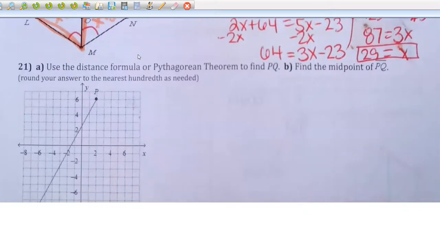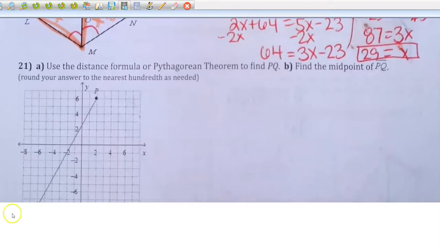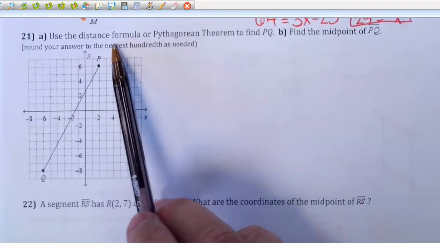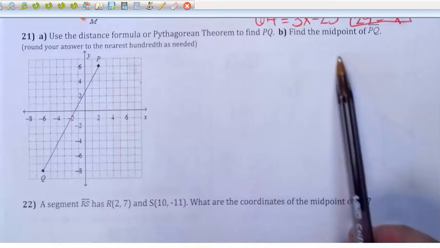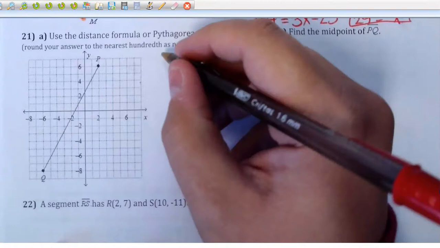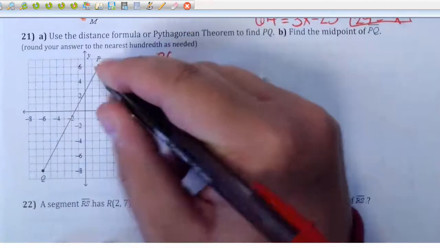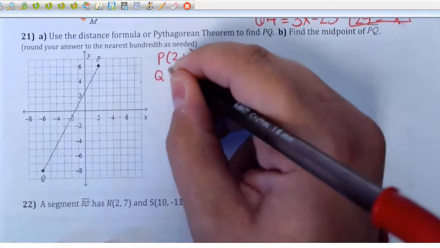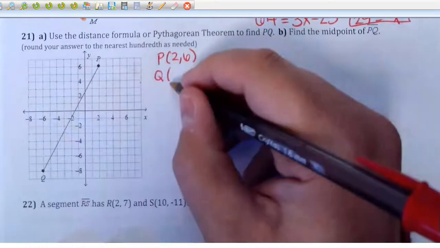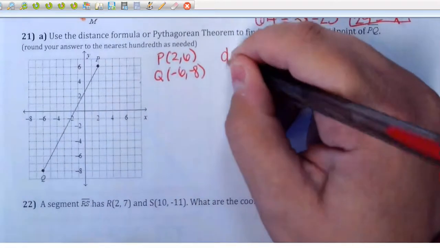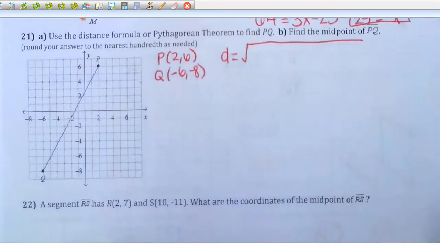Okay. For number 21 here, we're going to do two things. It says use the distance formula to find the length of PQ, and then we're also going to find the midpoint. Okay, so two ways to do this. These 2 points, I'm just going to jot them down real quick here. This is the point (2, 6), and Q is the point (-6, -8). So if you are a distance formula person, we can use the distance formula.